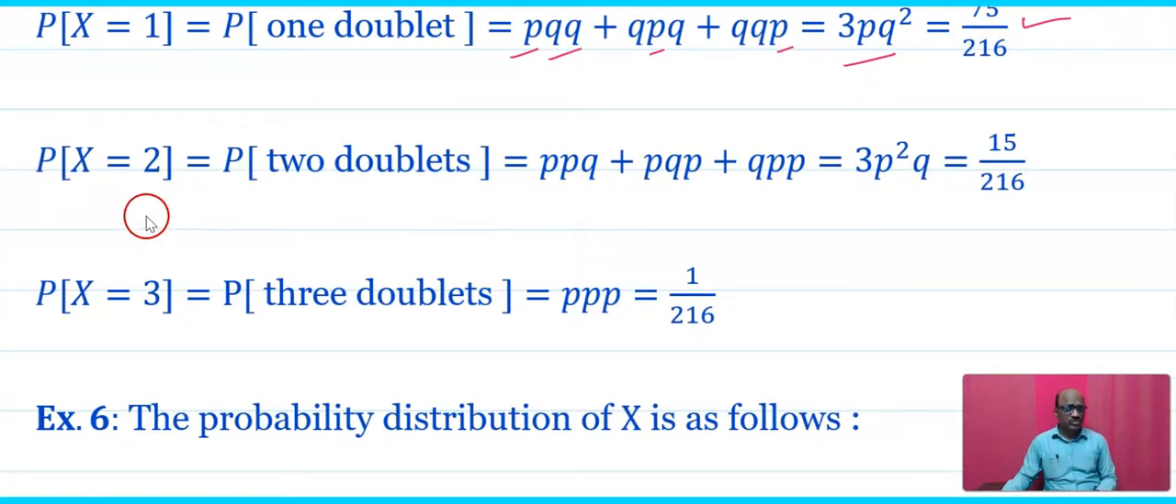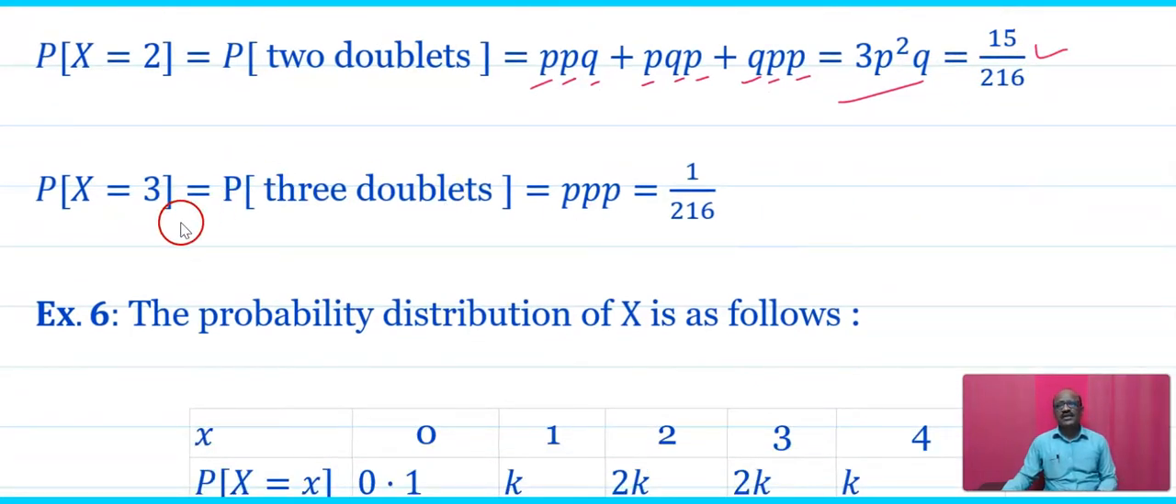When X is equal to 2, that is, 2 doublets are there: doublet, doublet, non-doublet; doublet, non-doublet, doublet; and non-doublet, doublet, doublet. Then here you will get 3P square Q. If you substitute the value of P, which is 1 by 6, and the value of Q, which is 5 by 6, and perform the multiplication, then you will get 15 upon 216.